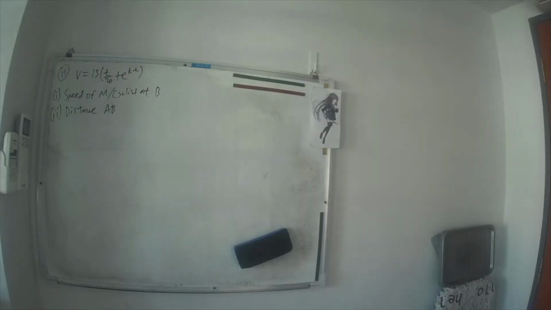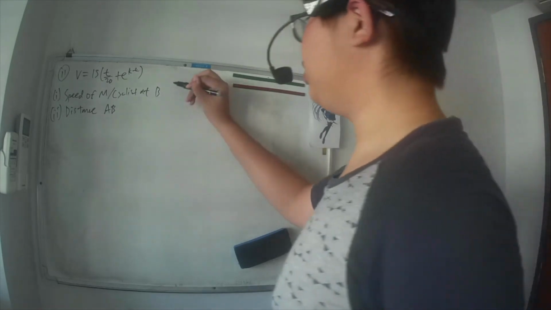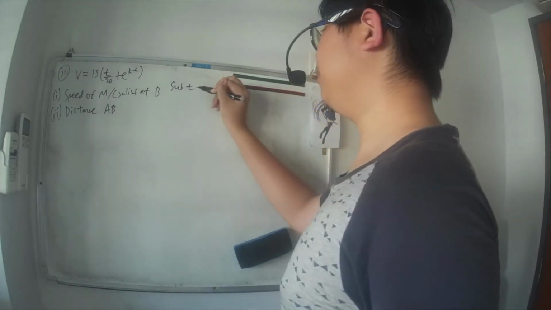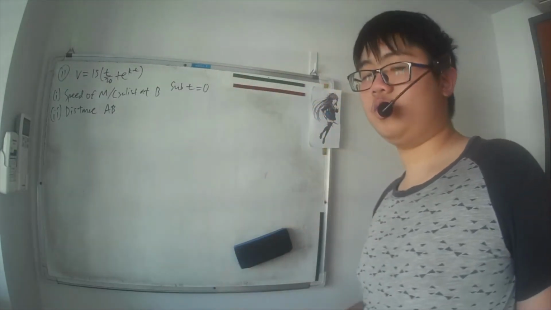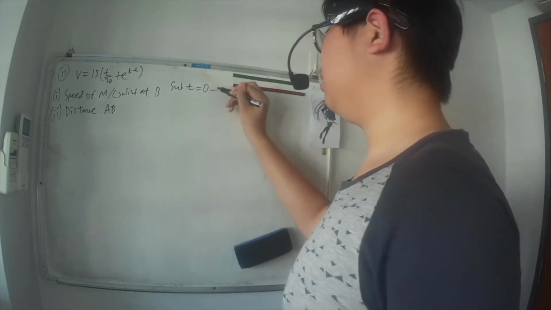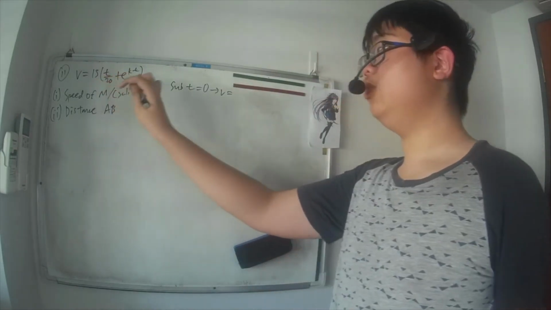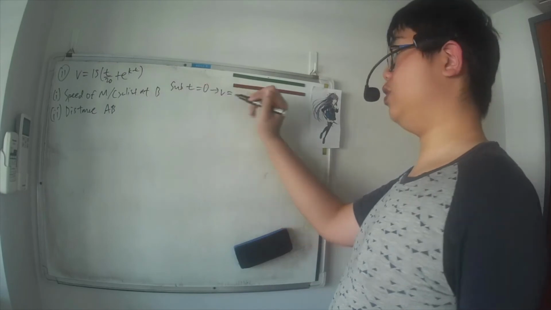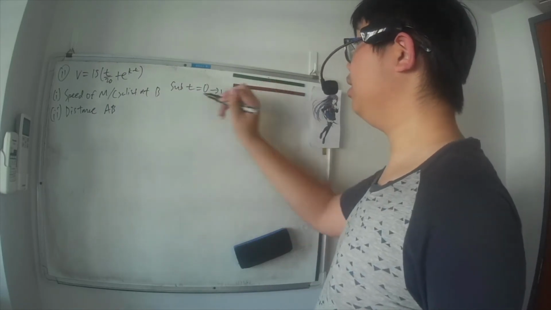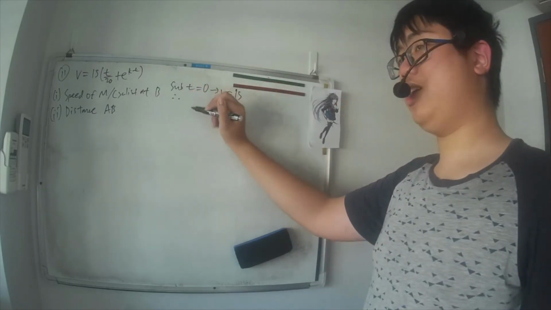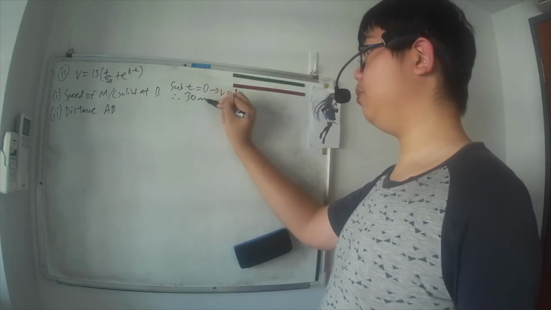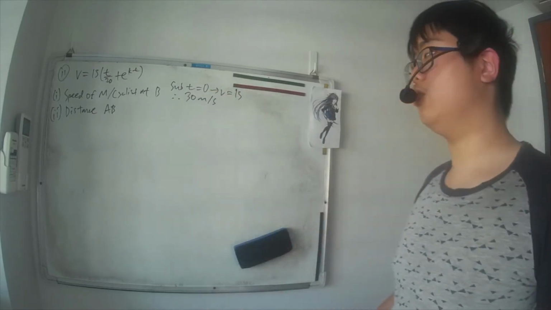Okay, the first part is very easy. I'm pretty sure everyone can get it. For this, we just sub t equals 0, because starting originally t is at 0, right? Then v is equal to what? This is e to the power of 0, and anything to the power of 0 is 1. So this becomes 15. Therefore, at B, which is twice that at A, it is 30 meters per second. That's just 1 mark, right?